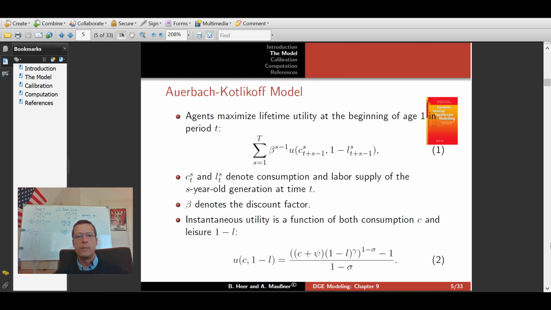Now, the household maximizes lifetime utility at the beginning of age 1 and period T. And we continue to assume that we have an additive utility over time. So we add up utility as a 20-year-old at age 21, at age 22, up to age 79. But we discount utility in old age with the factor beta. And we, for example, would choose a discount factor beta equal to 0.96, so that we have a discount rate of approximately 4% for each year in the future.